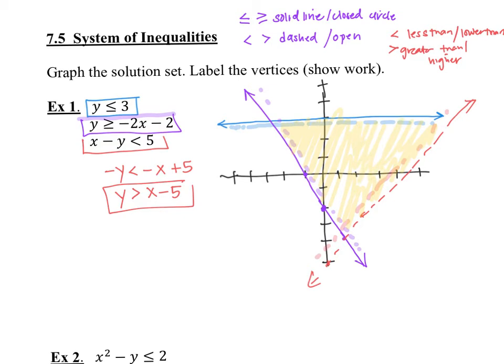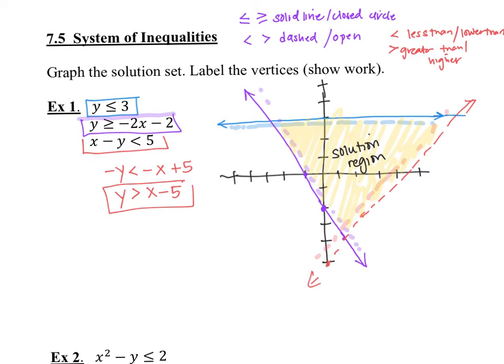Okay, so this is the solution region. Every single point within this region is a solution that satisfies all three of the inequalities. It does tell me to label the vertices, so I am going to label the vertices. I'm going to show my work. If you've drawn a very accurate graph, the graph can help you verify that your work is actually correct, which is nice. Okay, and I need to make this line a little longer.